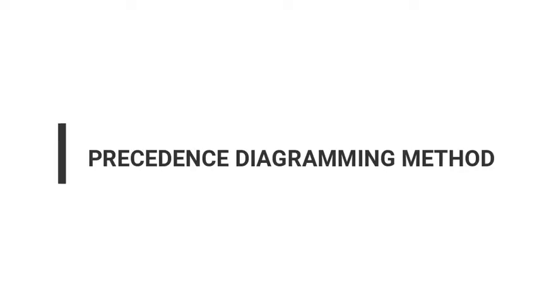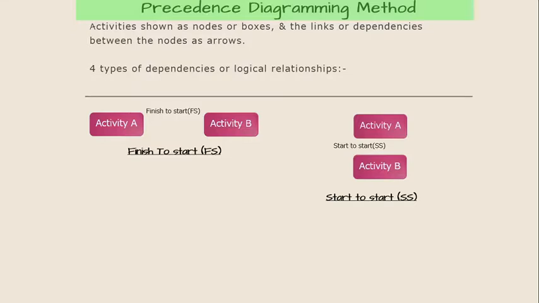Precedence diagramming method. Precedence diagramming method is a technique used to create a network diagram with activities shown as nodes or boxes and the links or dependencies between the nodes as arrows. There are four types of dependencies or logical relationships.